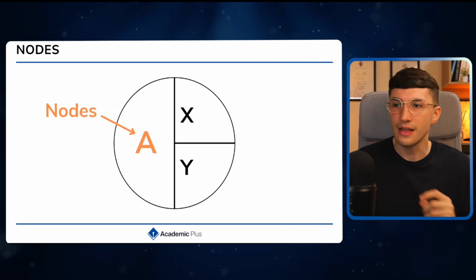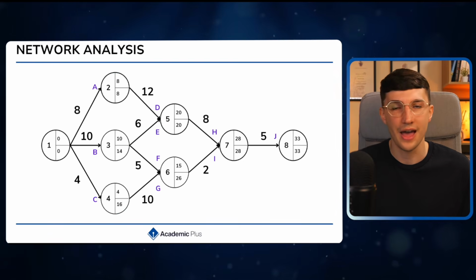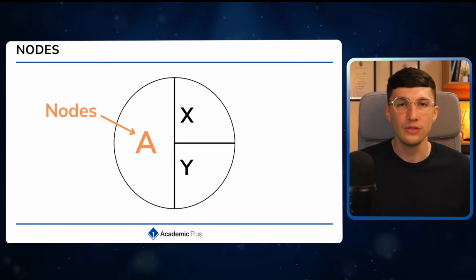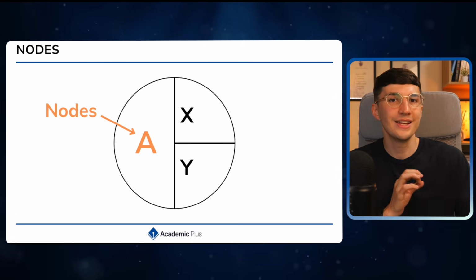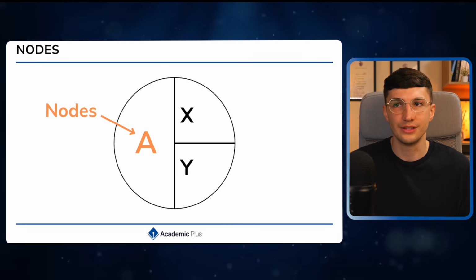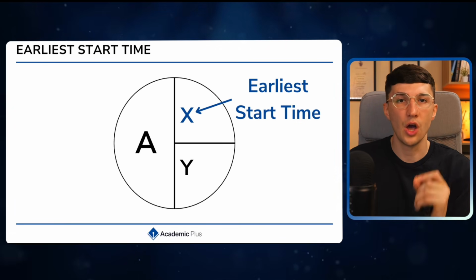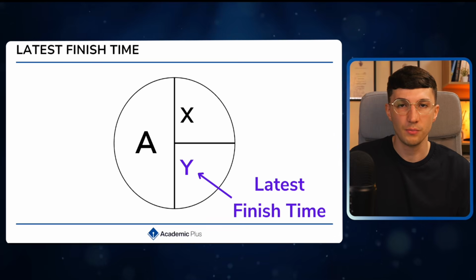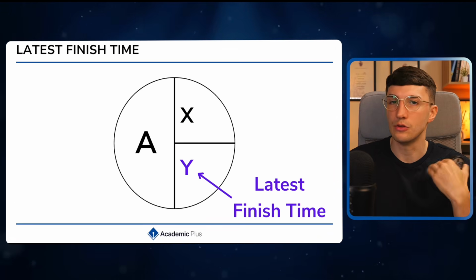Well, remember, in that network analysis, you've got loads of these different circles going here, there, and everywhere. Well, within those circles, first of all, we've got a node. And all these nodes do is they connect our tasks and activities together. Then when we look at the right side, in the top half, we've got the earliest start time. And in the bottom half, we've got the latest finish time. Do not worry, we're going to break down what these mean in just a moment.